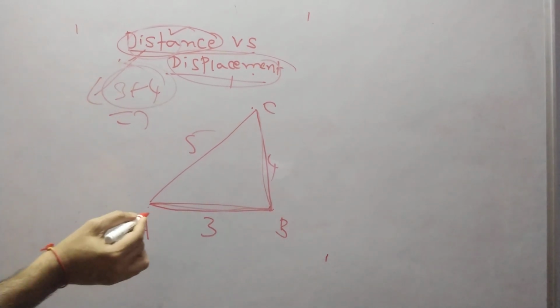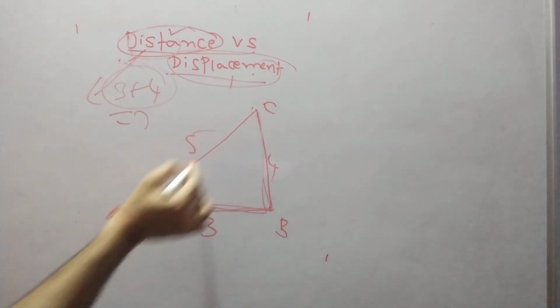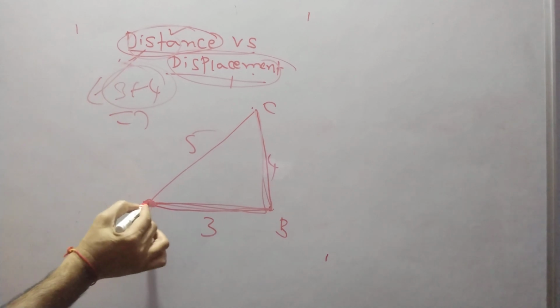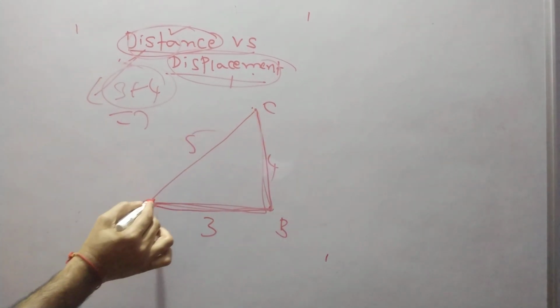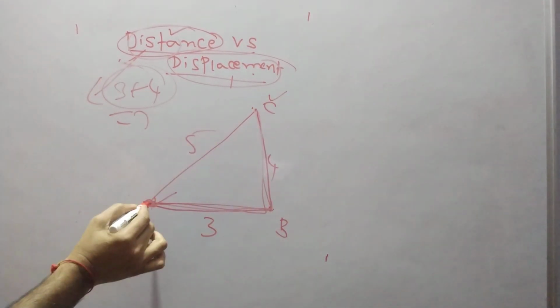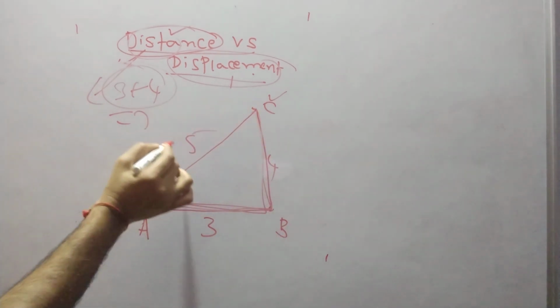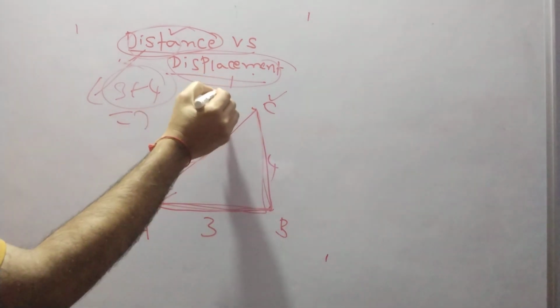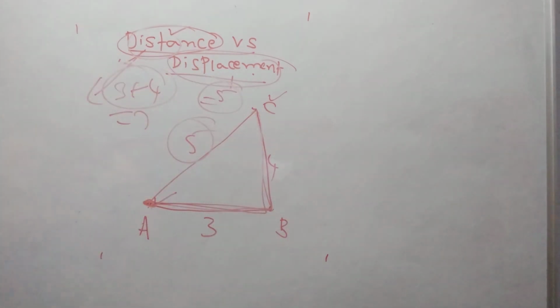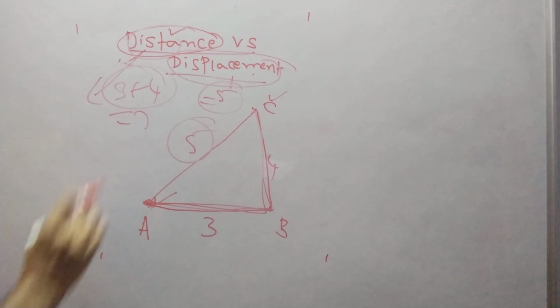What is the displacement here? Displacement is the shortest path from initial to final position. The initial position is this one, and the final is this one. So what is the shortest distance here? 5. So displacement equals 5. There is a lot of difference between distance and displacement here.